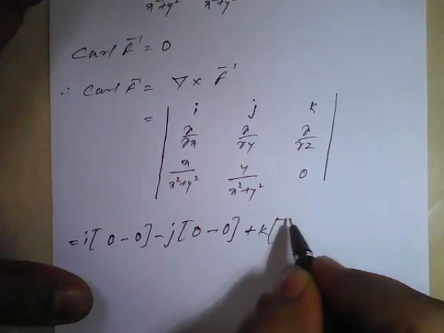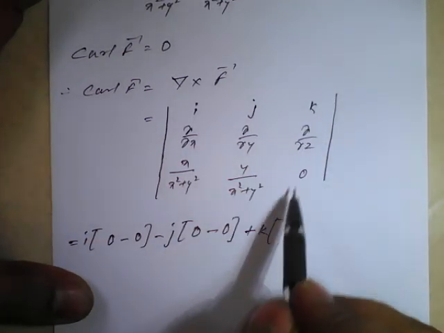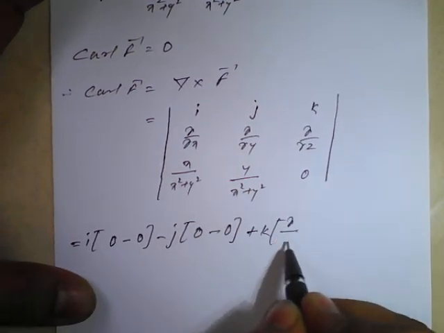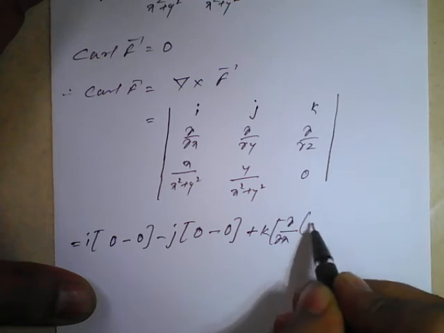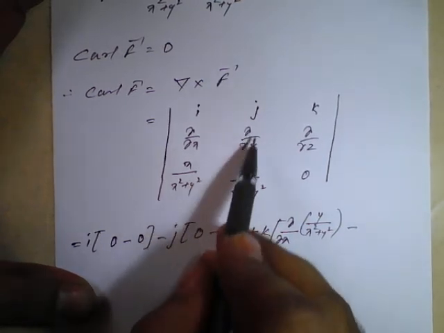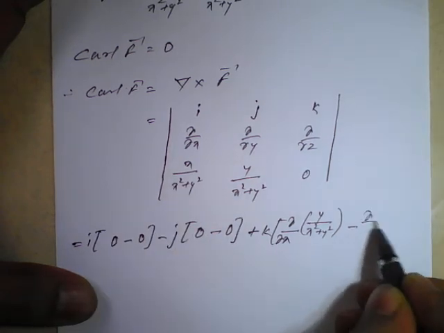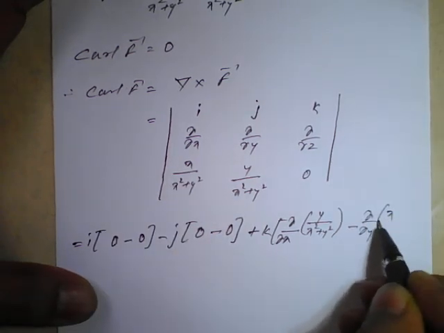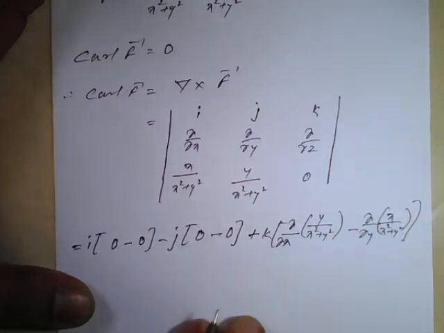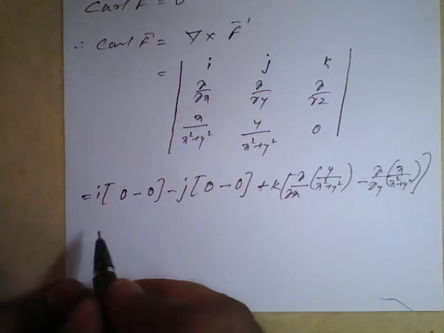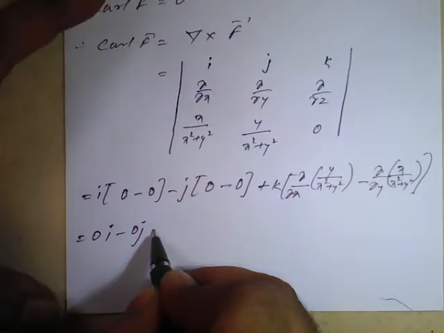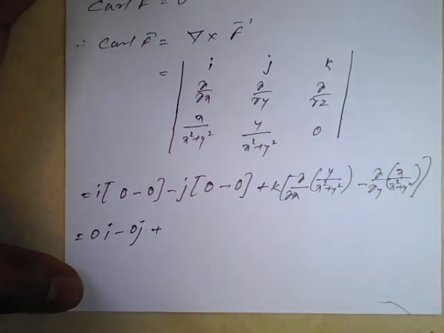Next, plus k times first row and last column, so dou by dou x of y upon x square plus y square, minus dou by dou y of x upon x square plus y square. So first is 0, that is 0i minus 0j plus k times this term. We need to simplify this now.